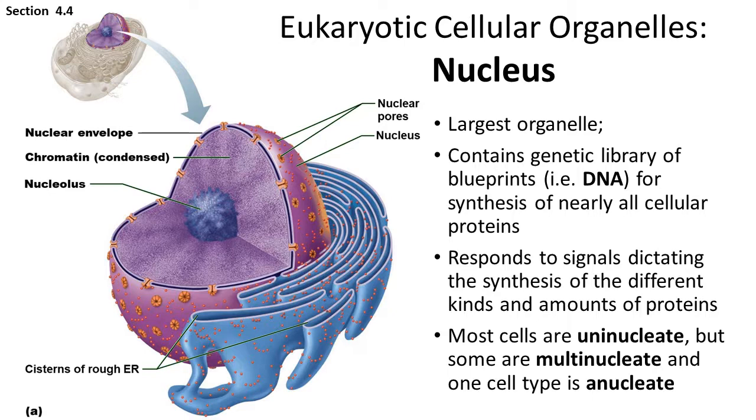Eukaryotic cellular organelles. The first one, the nucleus, is the largest organelle. It contains the genetic library of blueprints, aka DNA, for the synthesis of nearly all cellular proteins. It responds to signals dictating the synthesis of the different kinds and amounts of proteins.